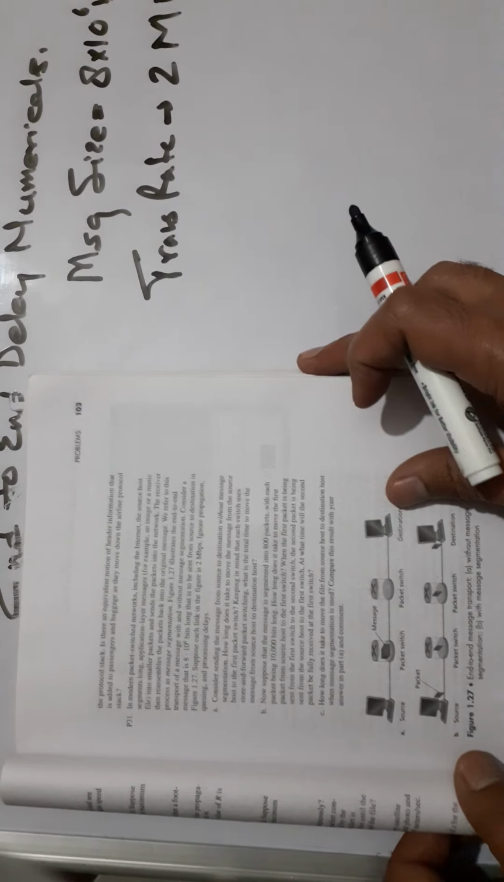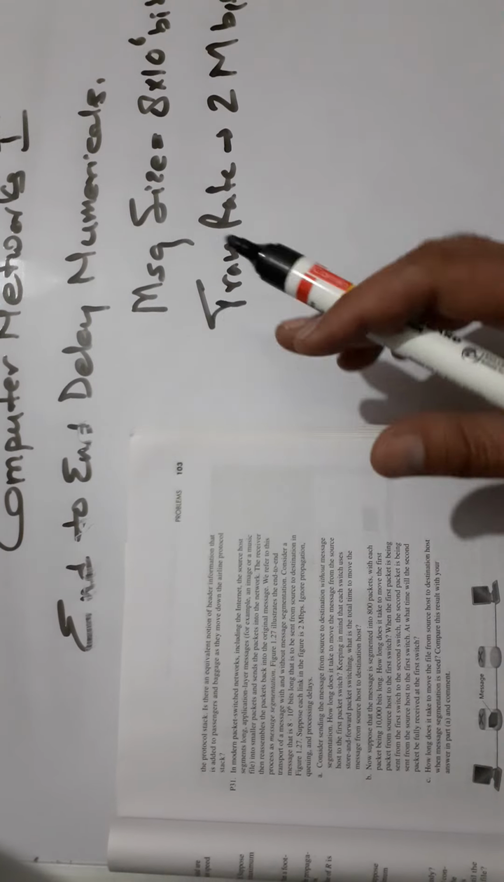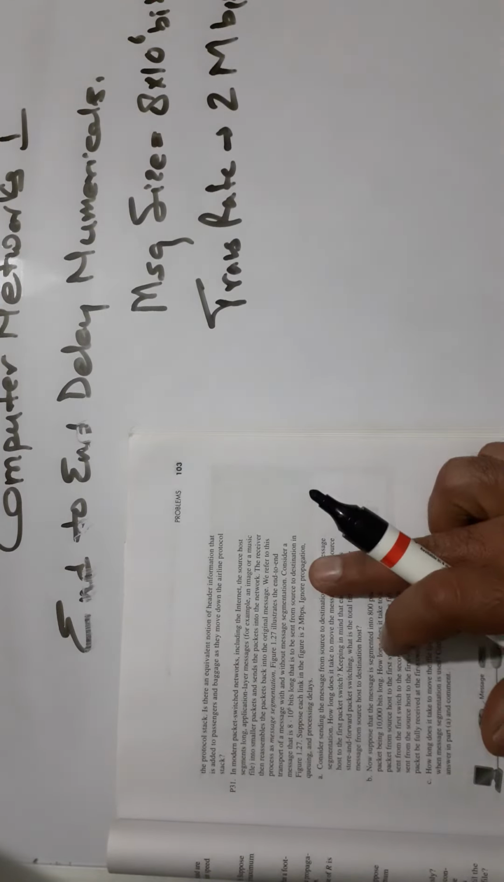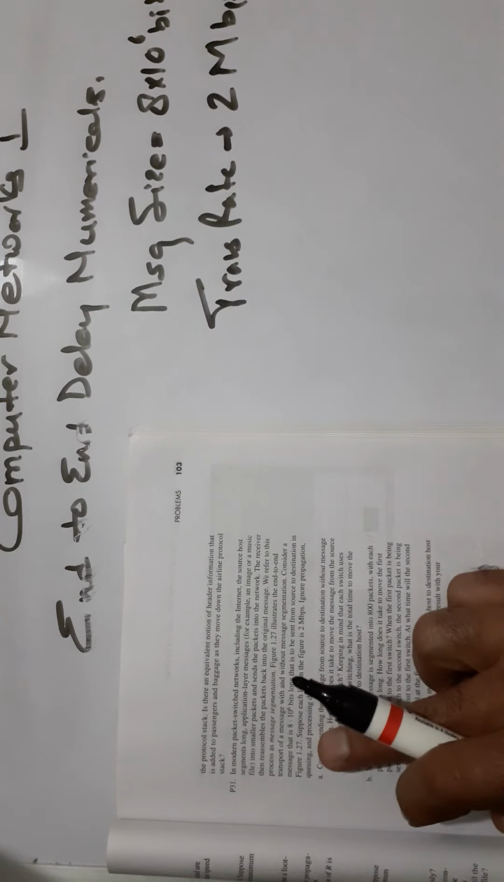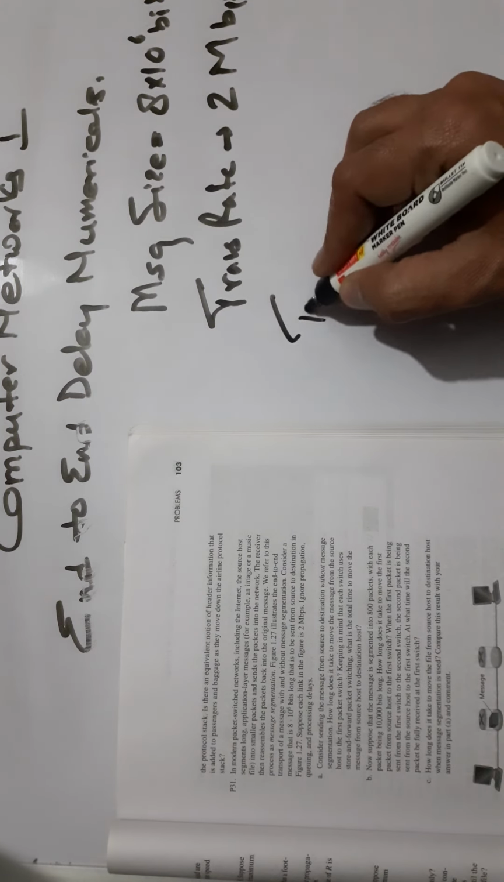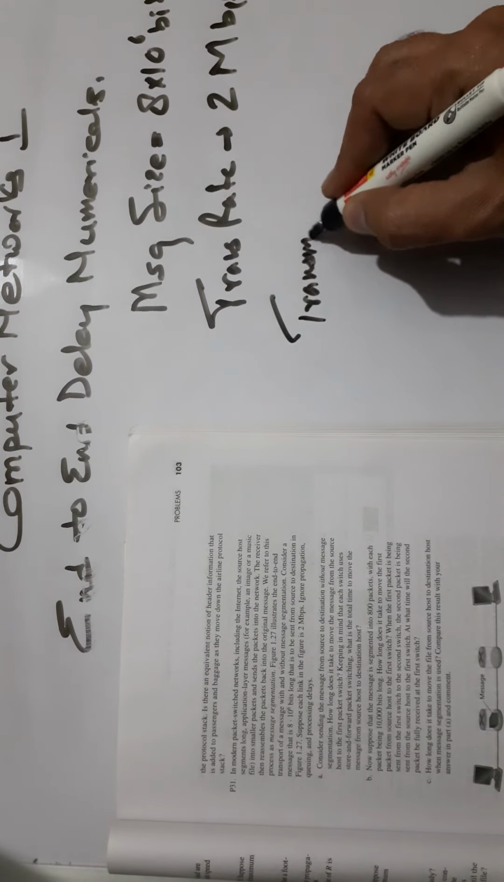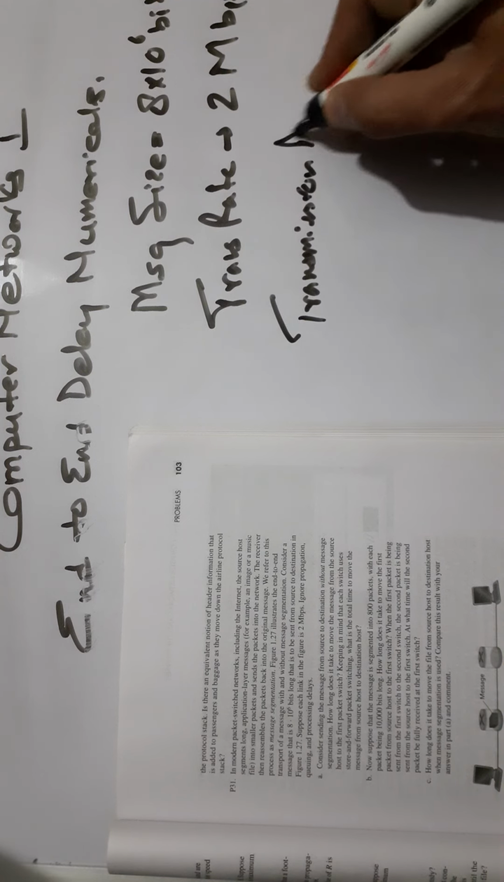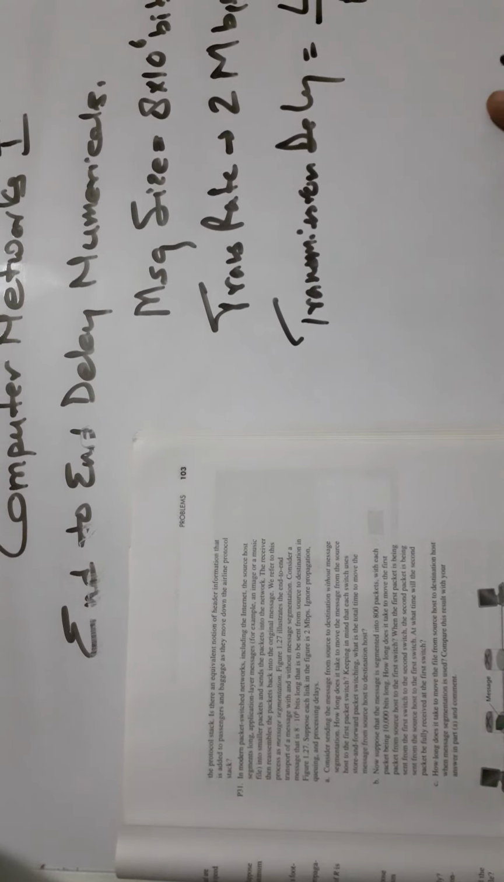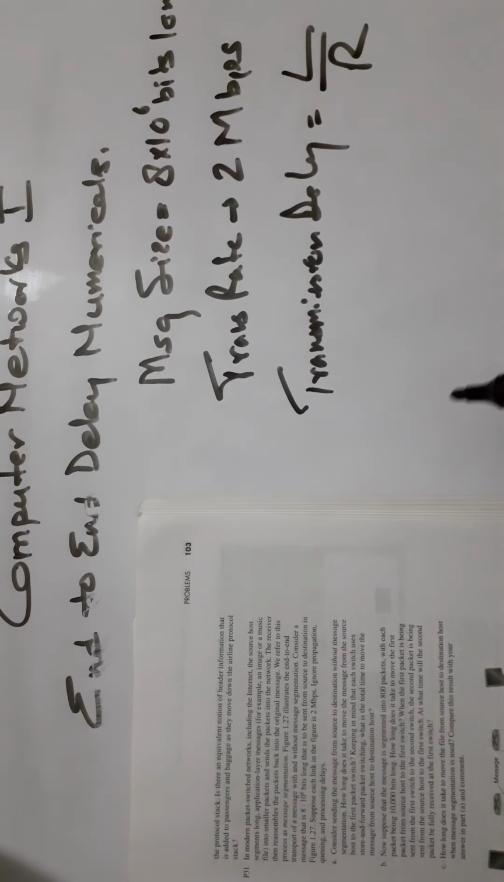So if we have to calculate the end-to-end delay, then 4 types of delays are there, out of which we have to ignore propagation, queuing and processing delay. So the delay which is left is transmission delay. It is all about L by R. We have already discussed this thing, L by R.